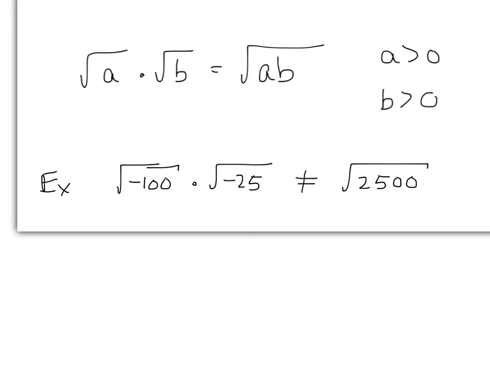All right, that's what I'm trying to say. Root negative 100 times root negative 25 does not equal root 2500. You cannot multiply two negatives to make a positive under the radicand. You need to instead take i out first. All right, instead of that, take i out first.